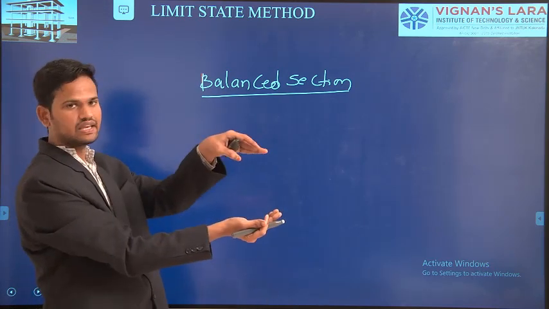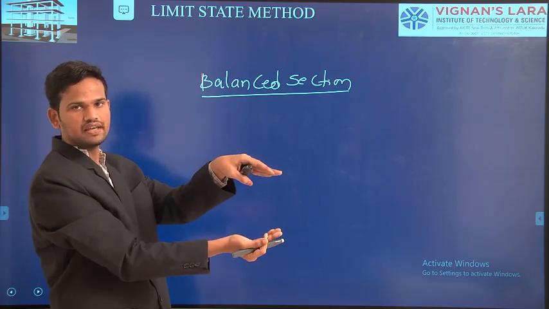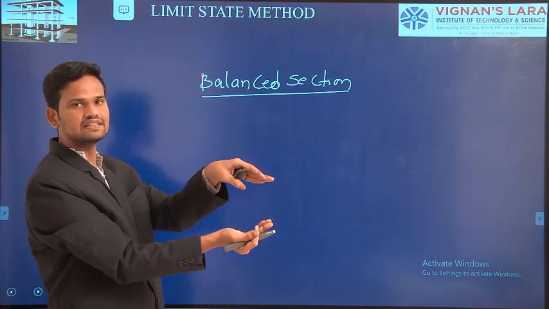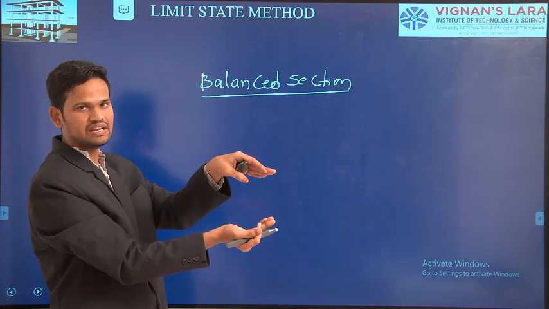That means if you take any reinforced concrete member and apply a load, due to this application of the load, the strain in concrete as well as the strain in steel will reach yield at the same time, simultaneously.